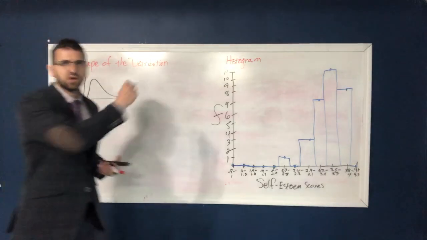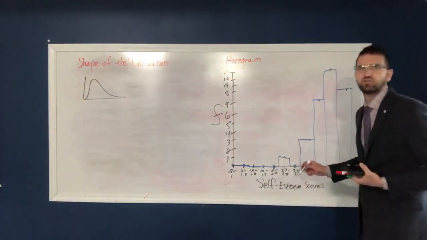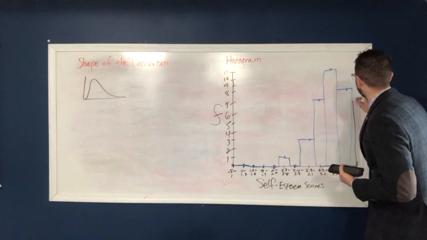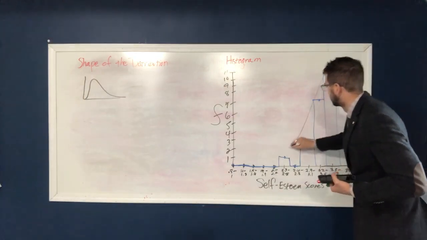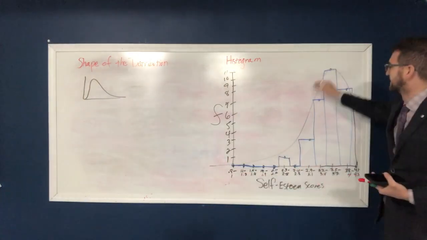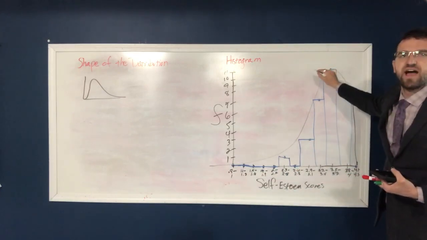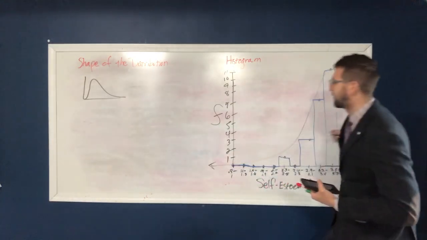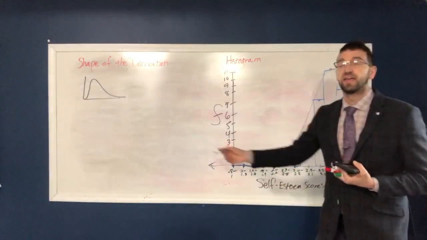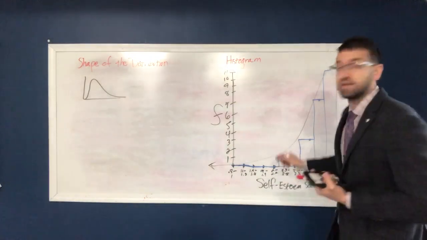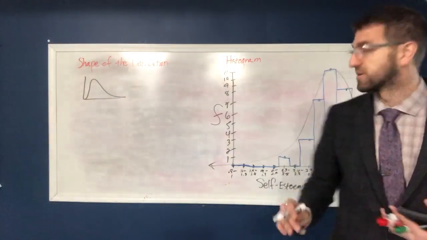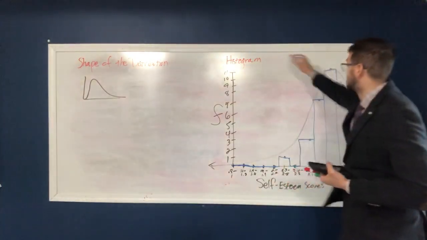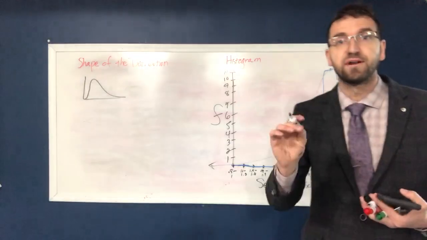So notice, let's start over here. If you take our histogram and you trace a line over it, okay? You see that? There's a lot of high scores and very few low scores. So this tail is pointing to the left, okay? It's very possible that the situation could be reversed. There could be a lot of low scores and very few high scores. So then the tail would be pointing to the right.